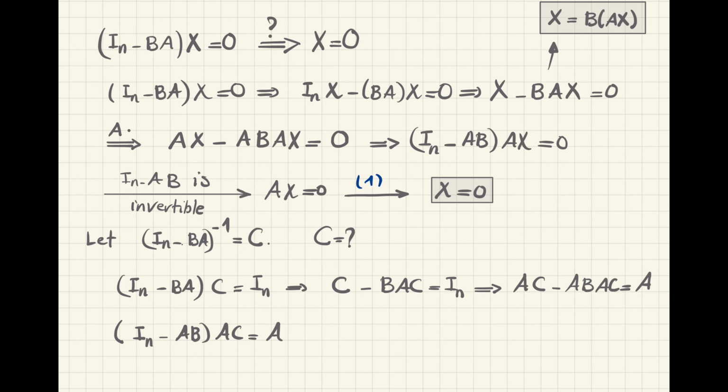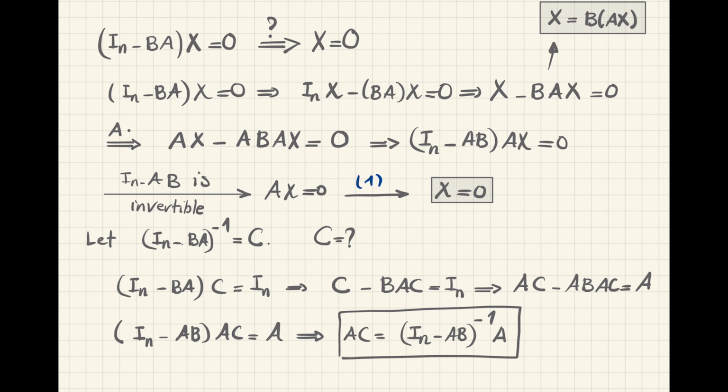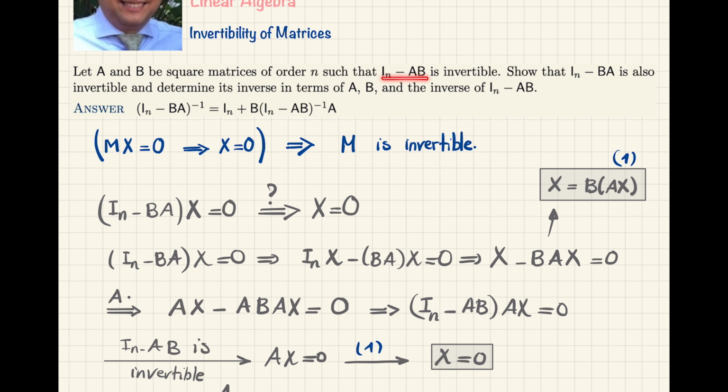Yes? So what happens here? I multiply both sides of this relation by the inverse of this matrix. So this becomes AC. On the right hand side I have to write the inverse of I_n minus AB multiplied by matrix A. Okay, so this is what I got. But be careful, I am not allowed to multiply by A inverse to get C, because it is not guaranteed by the problem that A inverse exists in the first place. We only know that this matrix is invertible. We don't know about invertibility of matrices A and B.